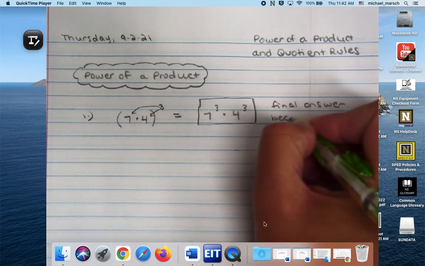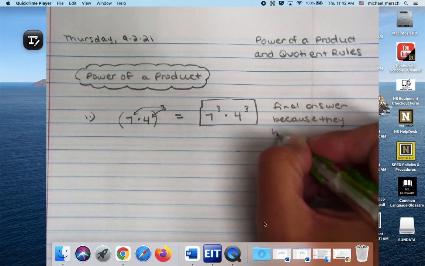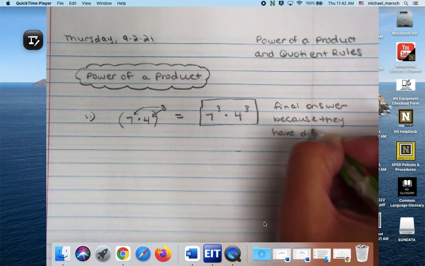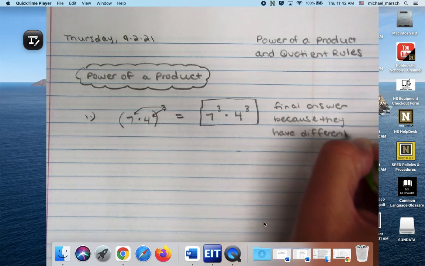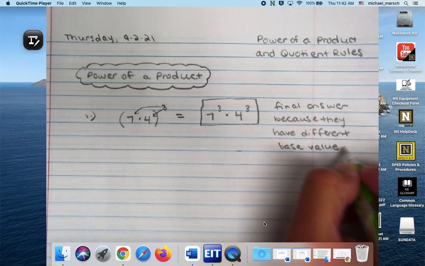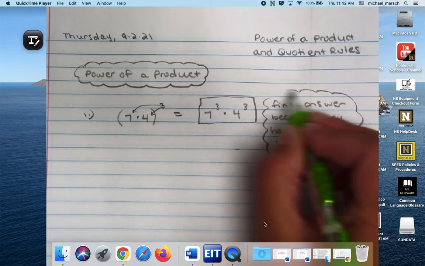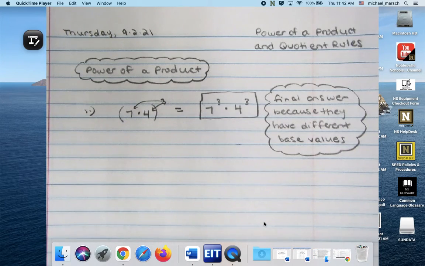Final answer because they have different base values. Can't do anything else with that.